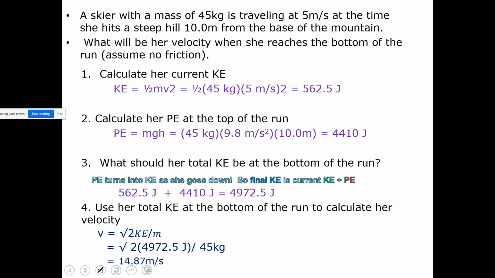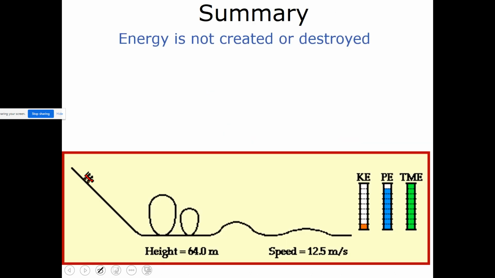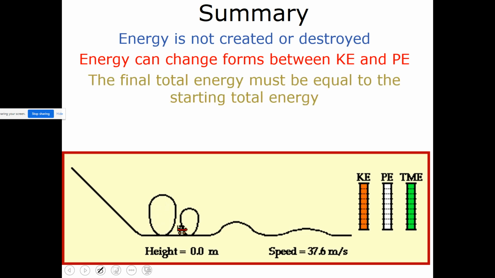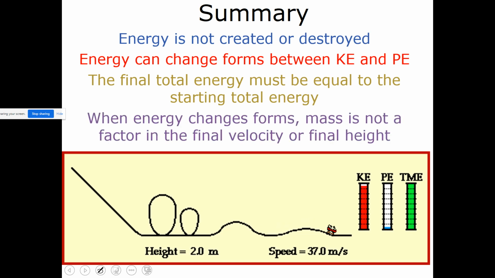In conclusion, energy is not created or destroyed. There is a conservation of energy. Energy can change forms between KE and PE, and the total energy must be equal to the starting total energy. The final total energy and the starting energy in any system is always the same. That's the conservation of energy. When energy changes forms, we can use our energy equations to calculate the final velocity or the final height just by manipulating those formulas around.